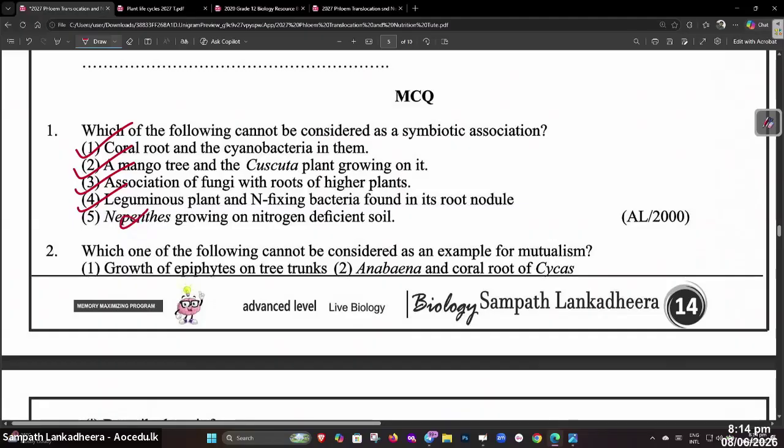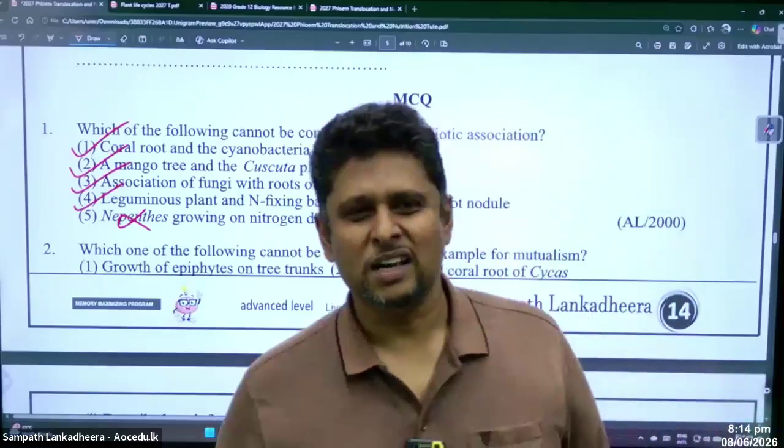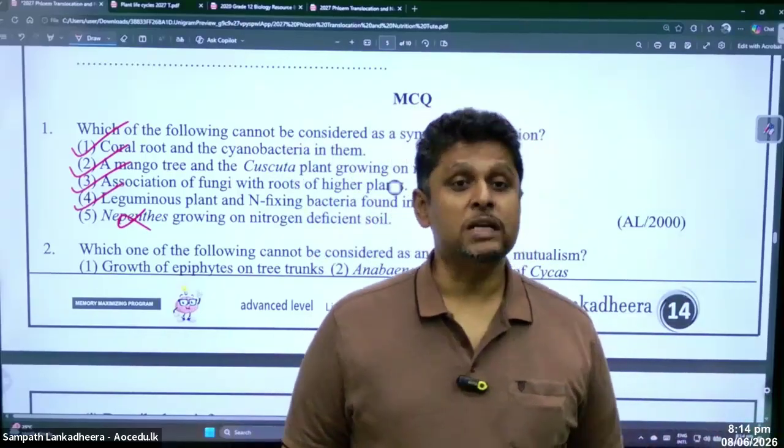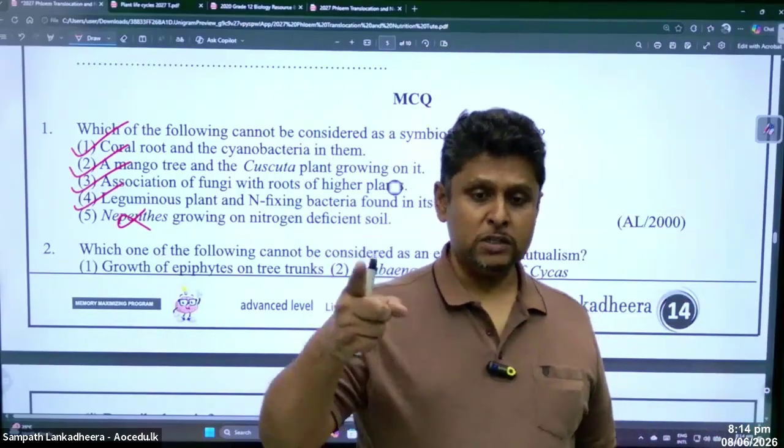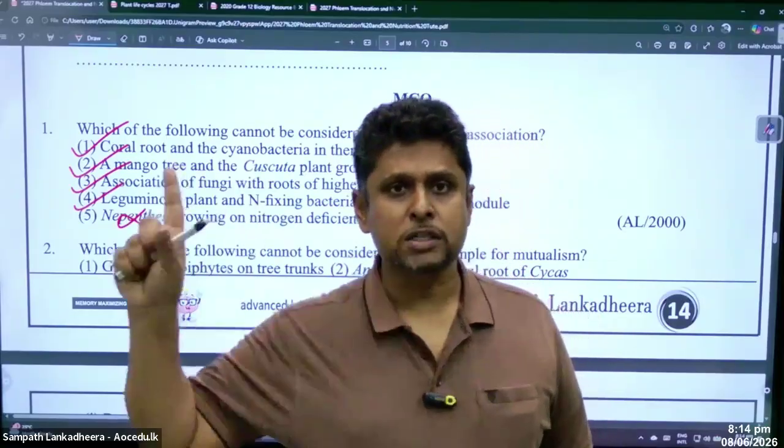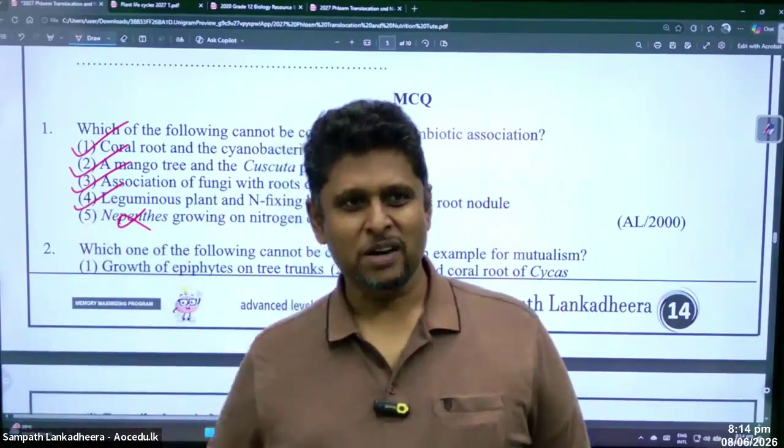Nepenthes is insectivorous. That is not a symbiosis. Nepenthes is not a symbiosis. It's insectivorous, right? A special type of plant nutrition. It's not symbiosis.